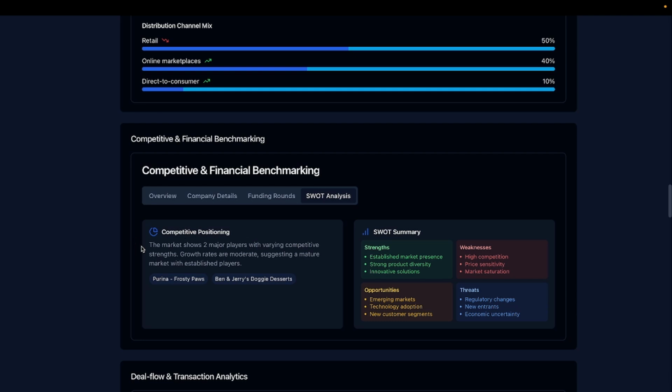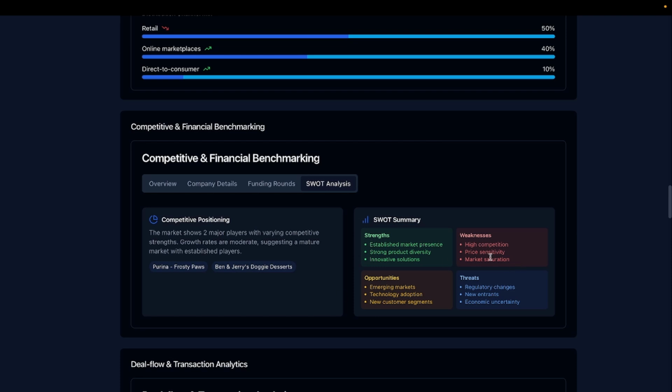So we can see for that sort of idea you gave, there are 2 major players with varying competitive strengths. Growth rates are moderate, suggesting a mature market with established players, right? How fun is that? SWOT analysis, we've got the strengths, weaknesses, opportunities, and threats of the thing we suggested. So, established market presence, strong product diversity is a real strength, but there is high competition. That's why 65 up 100 is still above average, I guess.